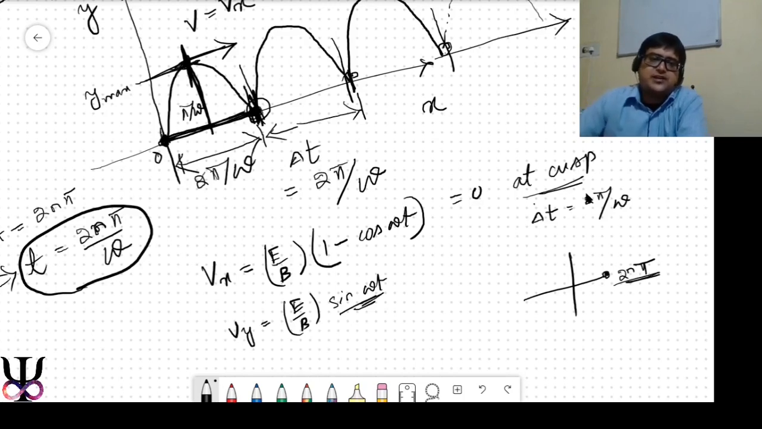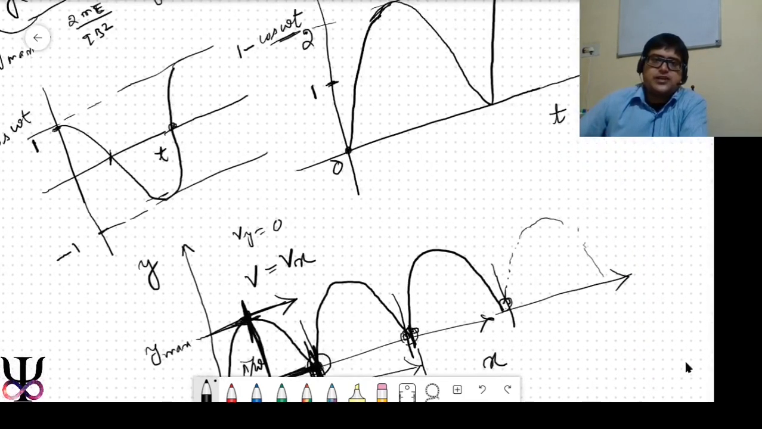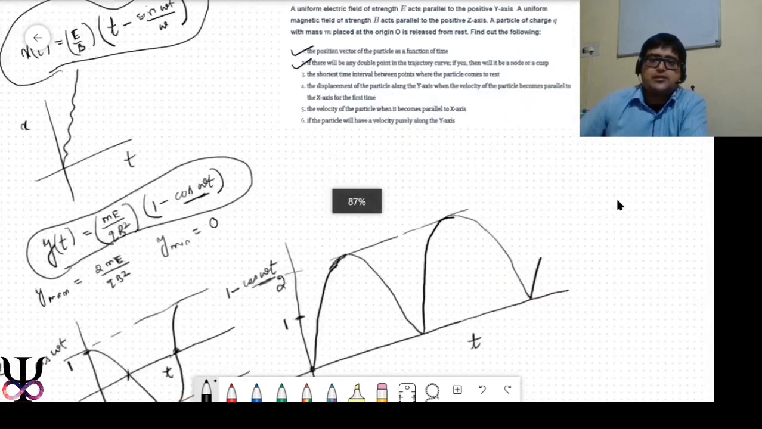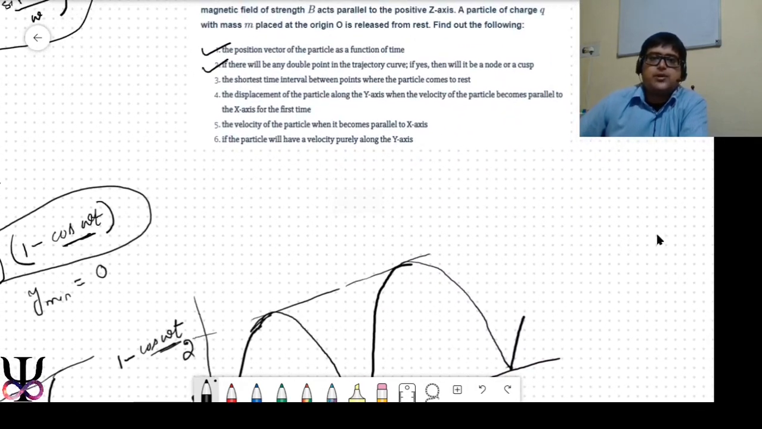That means the particle is at rest. That means at every cusp the particle comes to rest, and the shortest time interval between two cusps, or you can rephrase the question as the time interval between any two consecutive cusps, would be 2 pi by omega, that we have already found out, right? So that's the answer for the third part of the question, which is going to be 2 pi by omega.